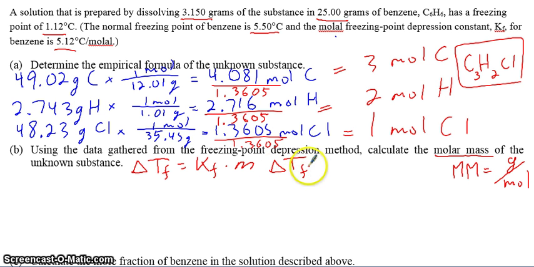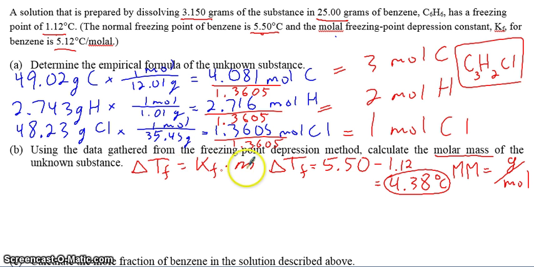Remember, this is delta T, which will be between the regular and our solution freezing point. So we got 5.50 minus 1.12, which gets us 4.38. So this is actually 4.38 degrees C. So this is the first piece of information we'll use. And then we're going to apply this equation. We're going to rearrange it to solve for molality. So molality will actually be delta T of freezing over Kf. Delta T of freezing we've determined is 4.38.